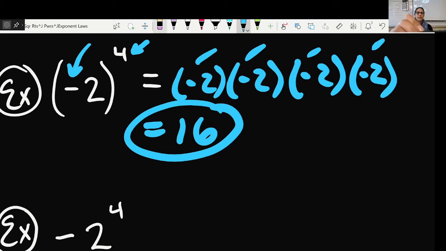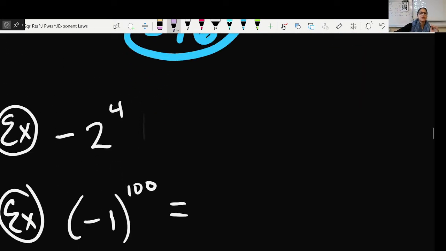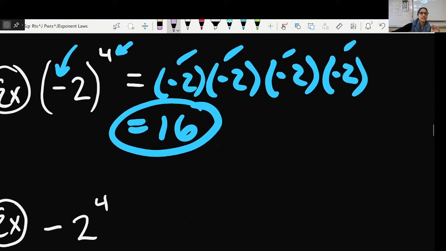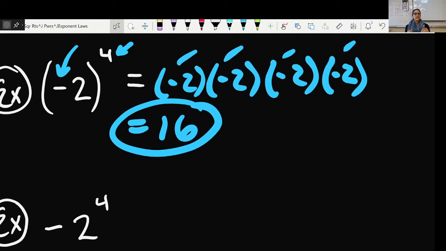Good? On to the next one, negative 2. Oh, actually, let's leave that there so we can compare the subtle differences. This time, it's negative and then 2 to the 4. Is the answer going to be positive or negative?